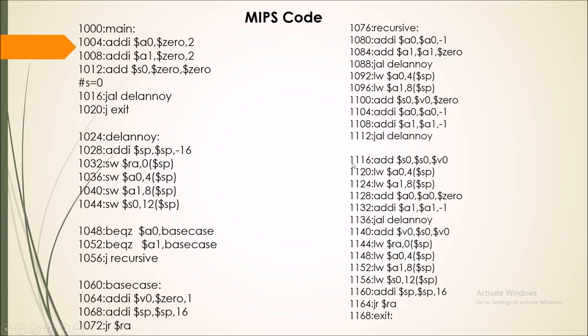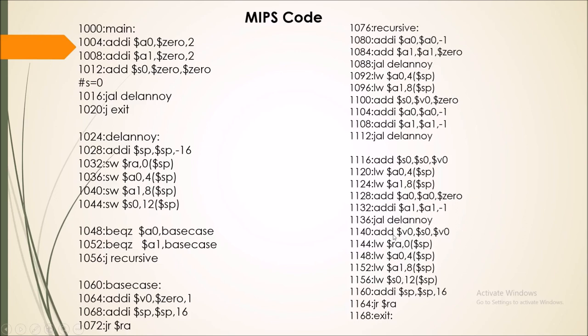once our RA value is 1116 and it is called, we will go here, and here we will have A0 value as A0 plus V0, and we will again load A0, A1 from the stack, and then we will keep A0 as A0 and make A1 minus 1 as A1. Then we will again jump to Delannoy, and before jumping our value will be 1140, and once the RA value is 1140 and it is called, we will have A0 plus V0 in V0, and we will load A0, A1, A0. This is the last step, as you can guess.